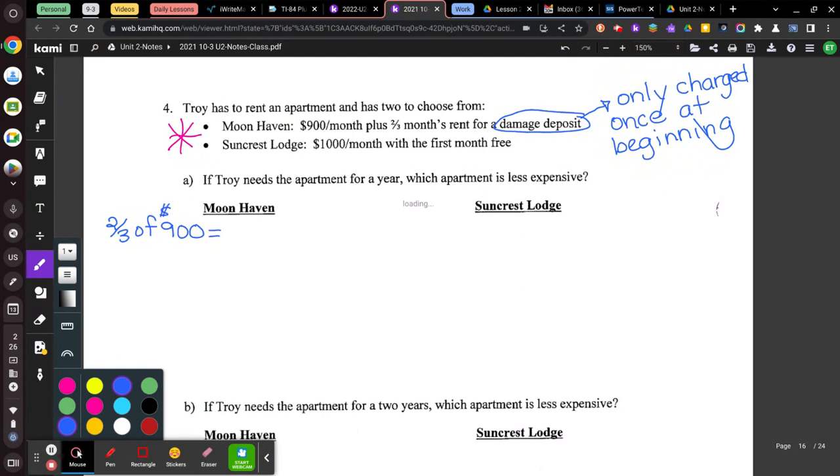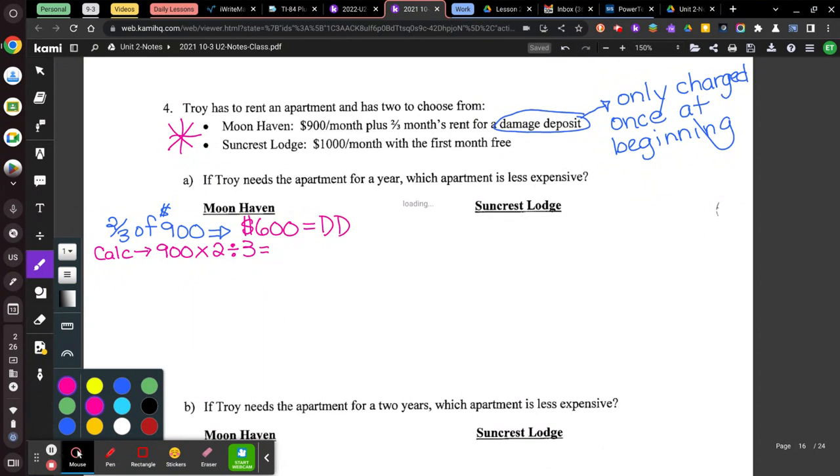So I'm going to show you what to actually type in the calculator. This is what you would type in your calculator: 900 times the top number 2, divide by the bottom number 3, and equals. Whenever you've got a fraction, you times by the top, divide by the bottom, always. That tells you 2/3 of your 900 is $600. So 600 is our damage deposit, the DD.